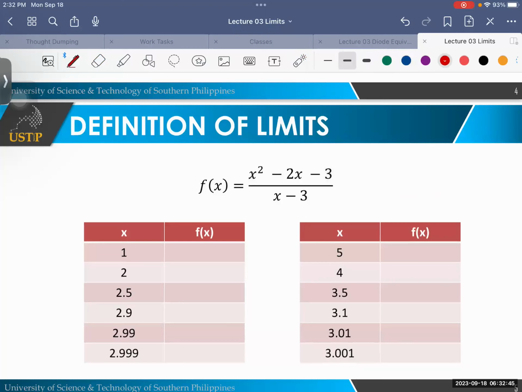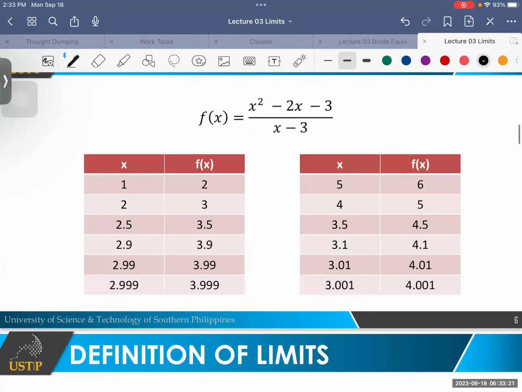We will try to substitute the values. This will become f of 1, so we replace x here and substitute: 1 squared minus 2 times 1 minus 3 all over 1 minus 3. Okay. I will put this in a table later, so we get f of 2, f of 2.5, and so on. Here, f of 5, f of 4, and so on. Okay? So this is the summary of our table.